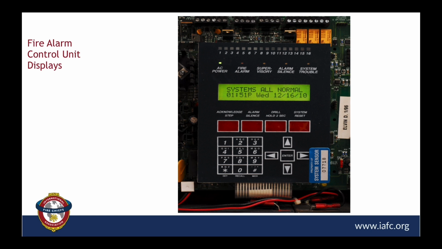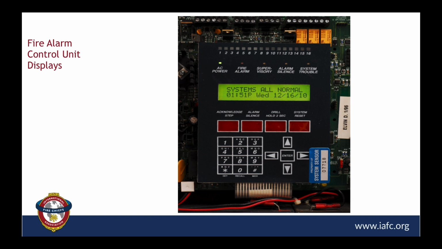But what's important here is we do have some certain other buttons that pop up as an owner or manufacturer's option. These are not code required. But here's one that has a drill switch. When doing fire drills, you're able to push and hold that button in for, in this case, 2 seconds. It will activate the alarm notification devices and start the fire drill process in, for example, a school, without having to activate a detector or a water flow switch. So that's what that drill switch does there.